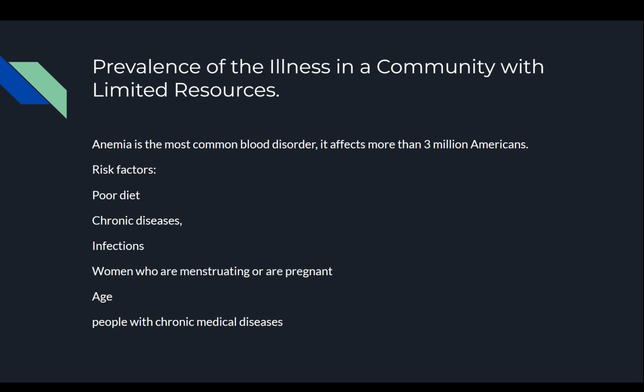Am I at risk for anemia? Many people are at risk because of poor diet, intestinal disorders, chronic diseases, infections, and other conditions. Women who are menstruating or pregnant and people with chronic medical conditions are most at risk for this disease. Also, the risk of anemia increases as people grow older. The prevalence of anemia increases substantially over the age of 60 years old.